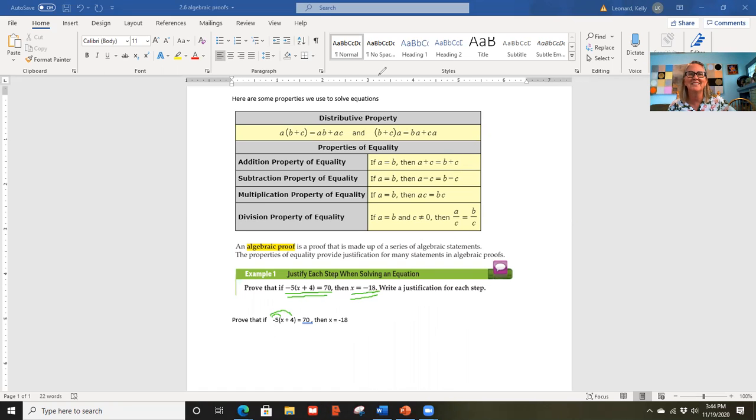So you would have, let me see if I can use the text tool instead, because you would end up with -5. If you multiply -5 times x, you get -5x. -5 times +4, you get -20. Okay, and then bring down the equals 70. Okay, and move this a little bit over here. So that's my first step.